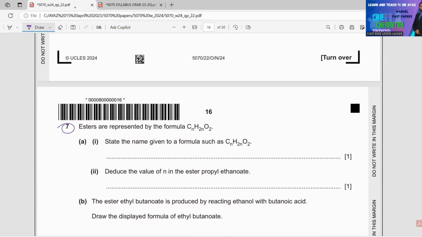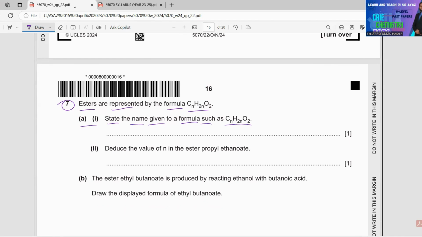Number 7, esters are represented by the formula CnH2nO2. A1, state the name given to a formula such as CnH2nO2. This is known as general formula. So you write general formula. Number 2, deduce the value of n in the ester propyl ethanoate. So propyl contains 3 carbons, ethanoate contains 2 carbons. 3 plus 2, 5.